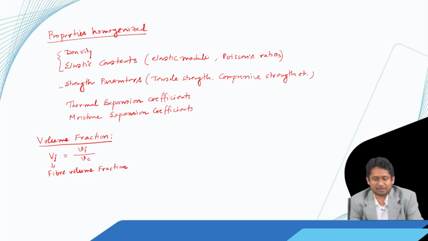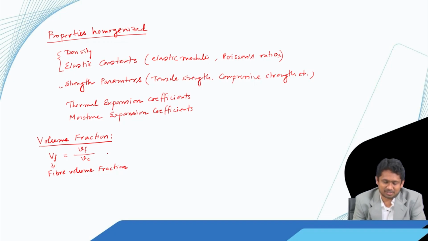So, say we have a composite, its size is 2 centimeter cube, and within that 2 centimeter cube, say our fiber occupies 0.5 centimeter cube, then the fiber volume fraction will be 0.5 divided by 2. So, that means 1 by 4. So, fiber volume divided by the composite volume, and our composite is made of matrix and fiber. So, the total volume is again matrix volume plus fiber volume, and that is what we called fiber volume fraction.